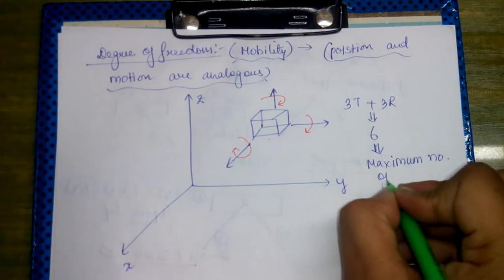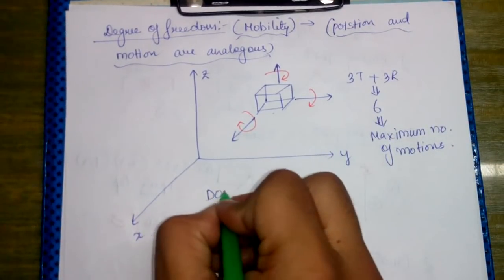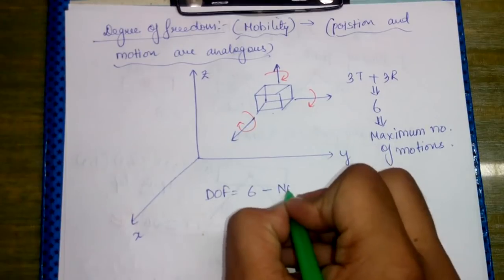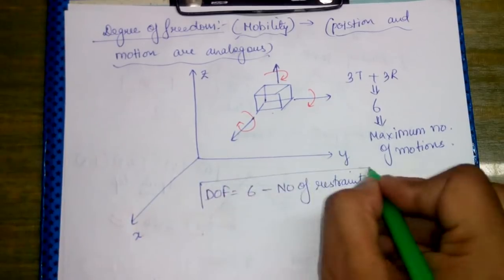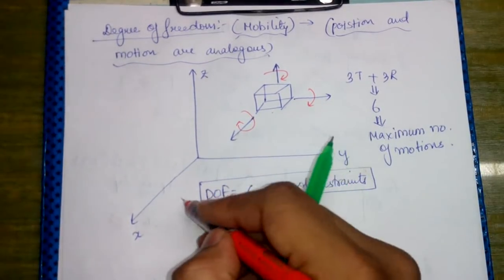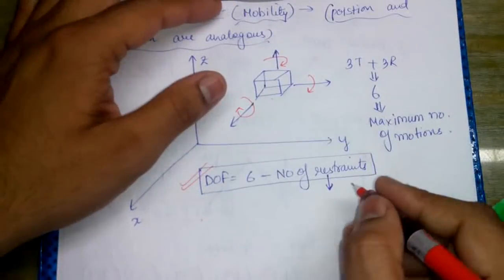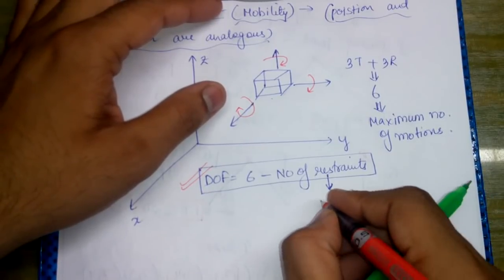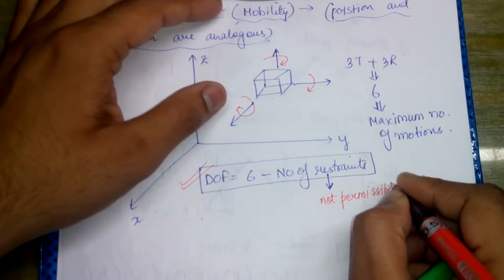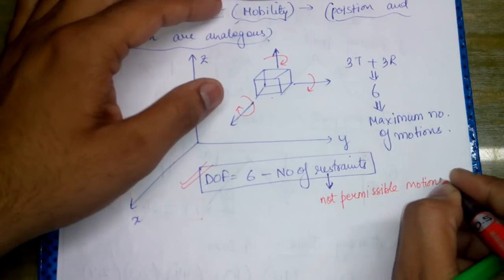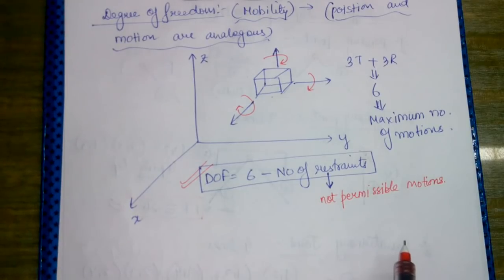So the degree of freedom becomes 6 minus the number of restraints that can be put on the system. This is a very, very important formula. What do we mean by the number of restraints? The number of restraints simply means motions that are not permissible. We are going to deduct those motions from 6, and hence we obtain the degree of freedom.